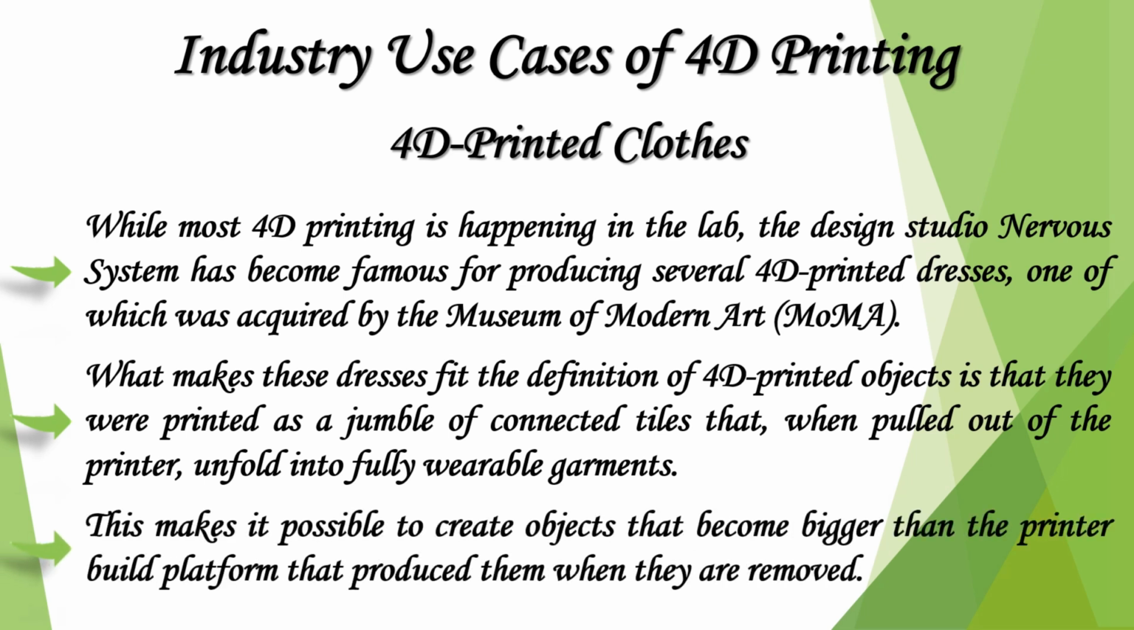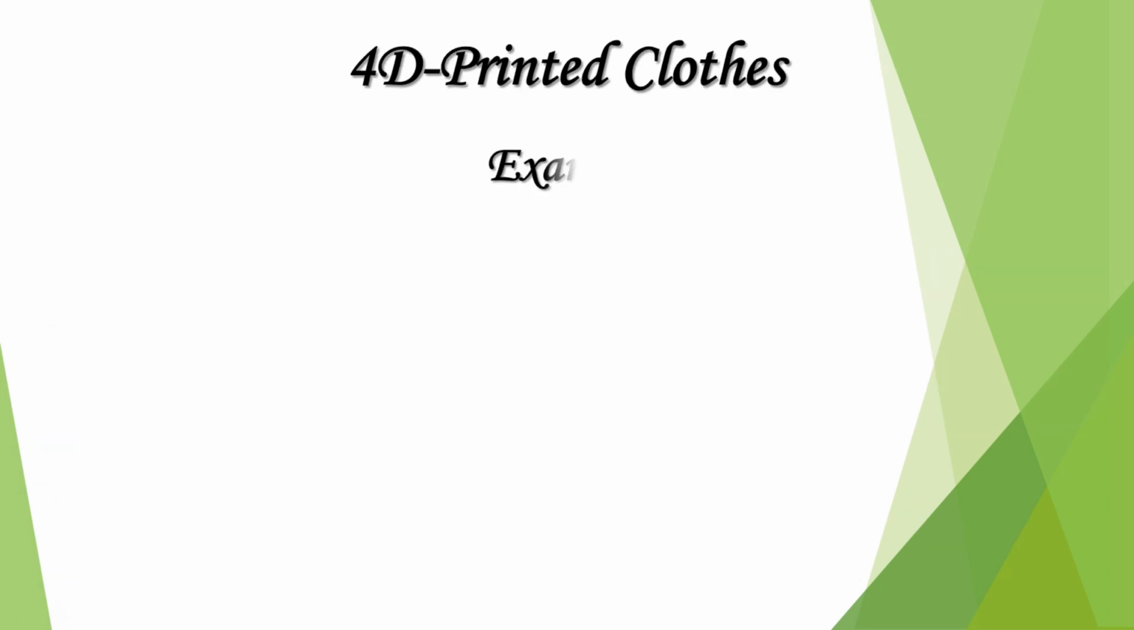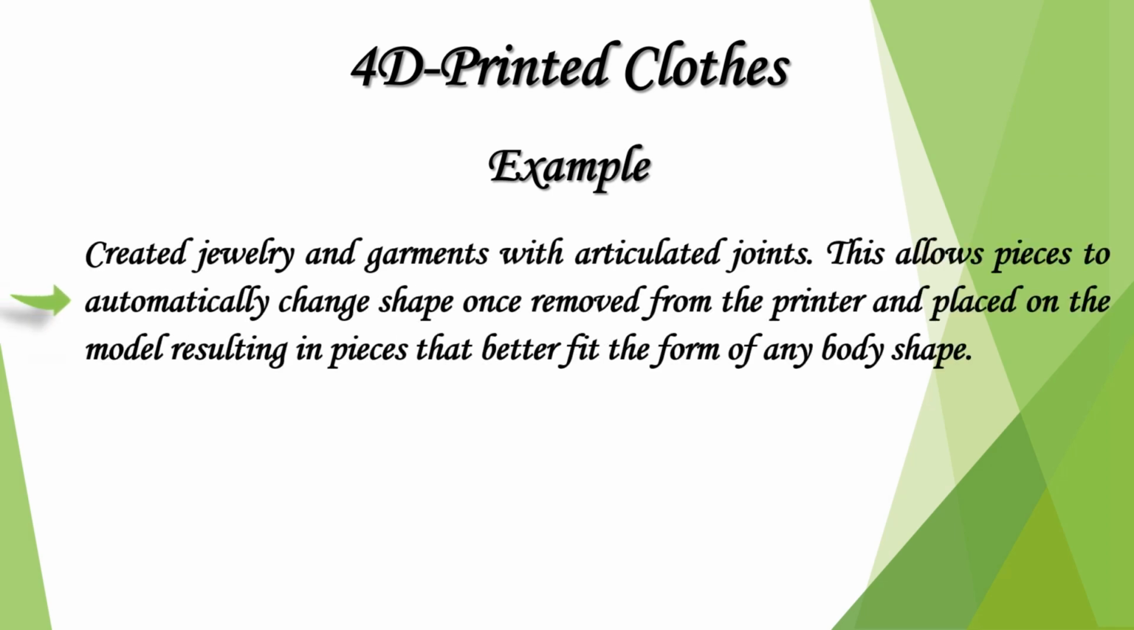This makes it possible to create objects that become bigger than the printer-built platform that produced them when they are removed. Example. Created jewelry and garments with articulated joints. This allows pieces to automatically change shape once removed from the printer and placed on the model, resulting in pieces that better fit the form of any body shape.